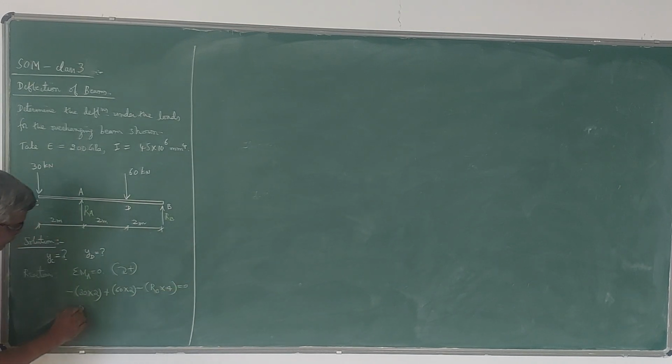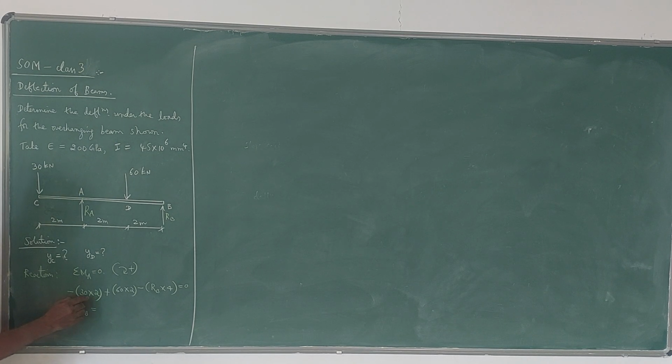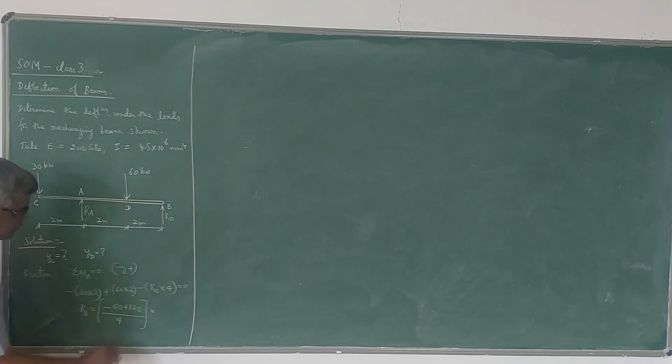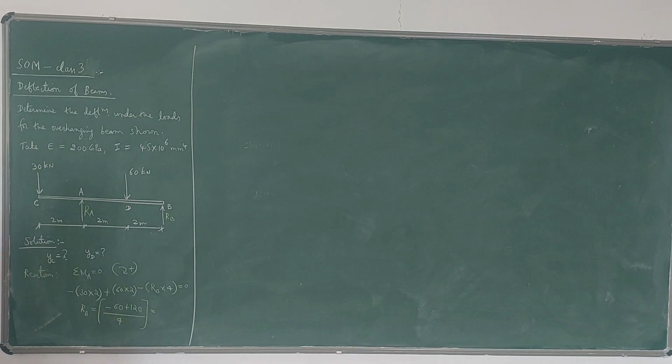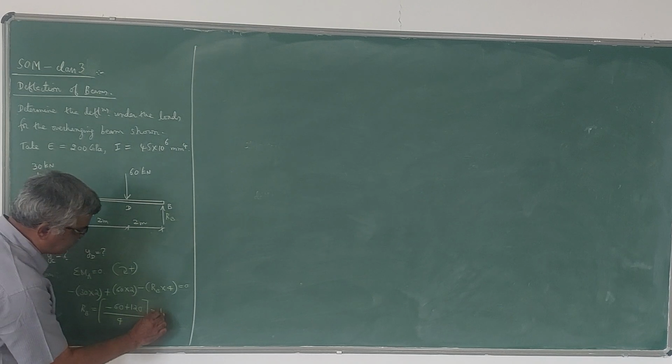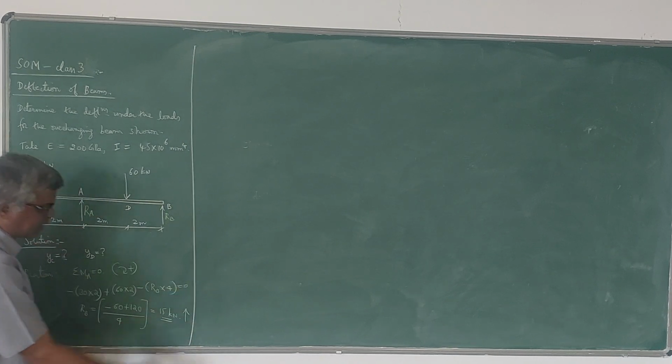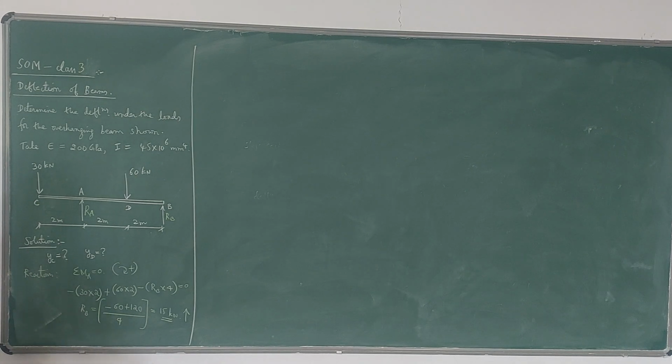From this you can get the value of RB. RB will be minus 60 plus 120 divided by 4. So that is 60 by 4, that is 15. 15 kN positive, that means the anti-clockwise direction is correct. So RB is 15 kN.